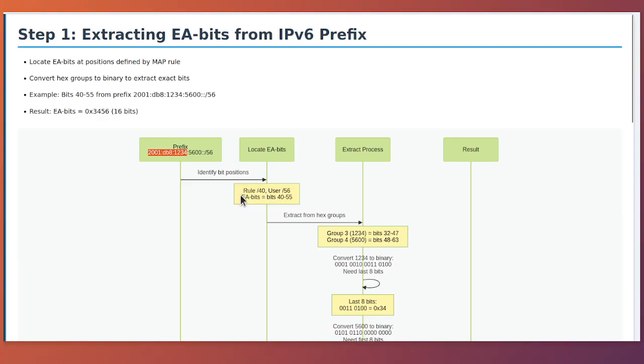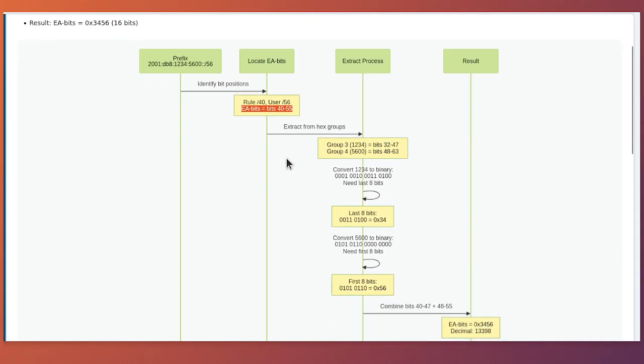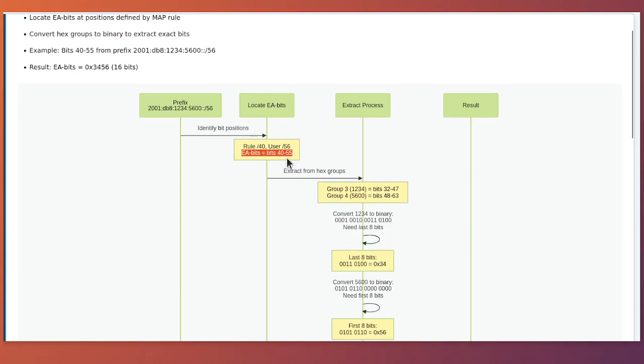Step 1 is to identify where the EA bits are located. The rule prefix is /40, which means bits 0 through 39 come from the rule and are the same for all customers. The user prefix is /56, which means bits 0 through 55 are the customer's network prefix. The EA bits are the bits that come after the rule prefix and before the end of the user prefix. Therefore, EA bits occupy bit positions 40 through 55, which is exactly 16 bits as the rule specifies.